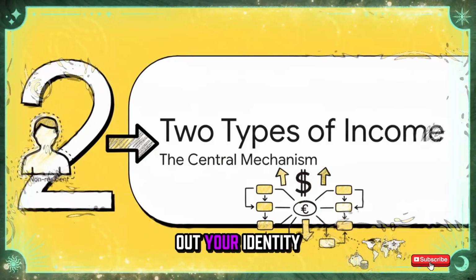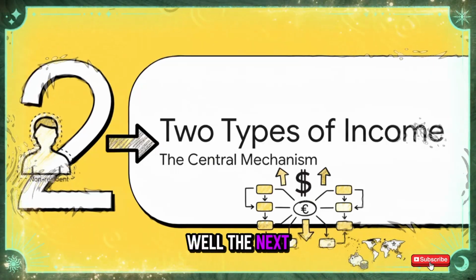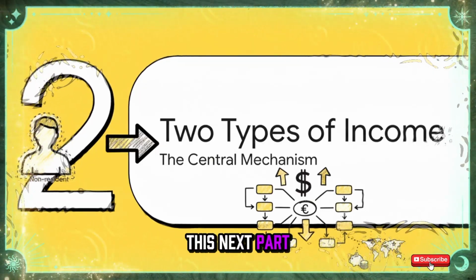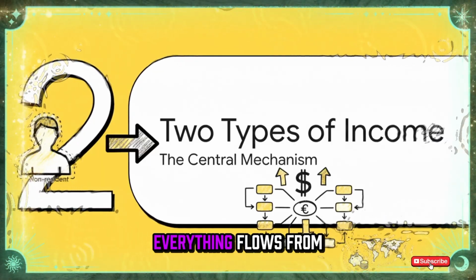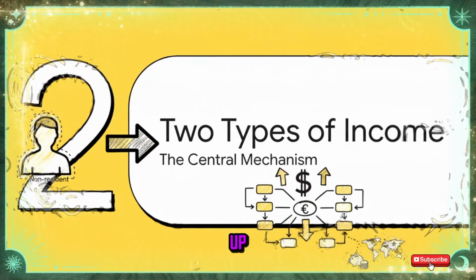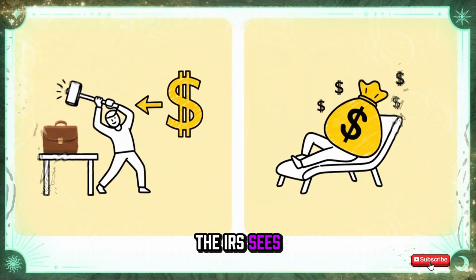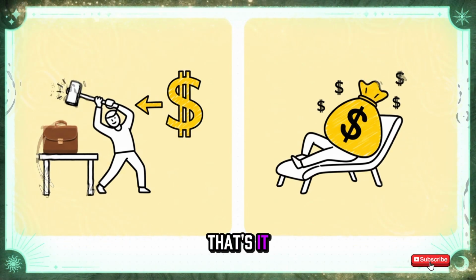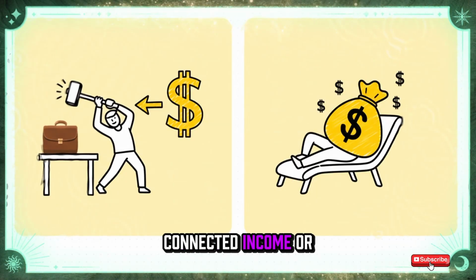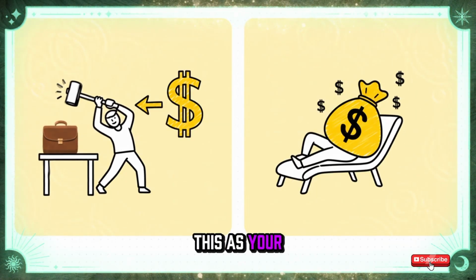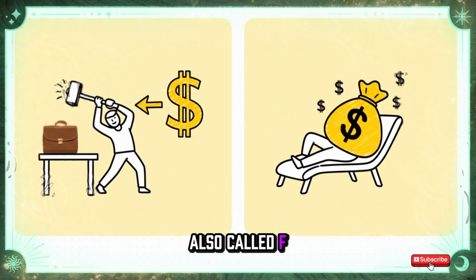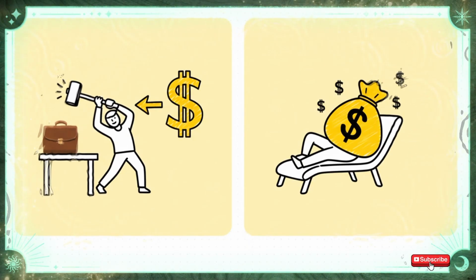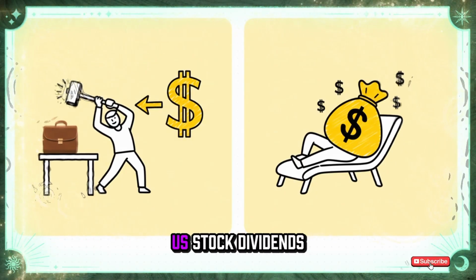Okay, so you figured out your identity. Now what? Well, the next piece of the puzzle is your income. This next part, this is the absolute core of the entire non-resident tax system. Everything flows from how your US income gets split up. See, for a non-resident, the IRS sees your US income in only two ways. That's it. First, there's effectively connected income, or ECI. Just think of this as your active income. You're working for it in the US, like a salary. The second is not effectively connected, also called FDAP. Think of this as passive income. Your money is working for you, earning things like US stock dividends.